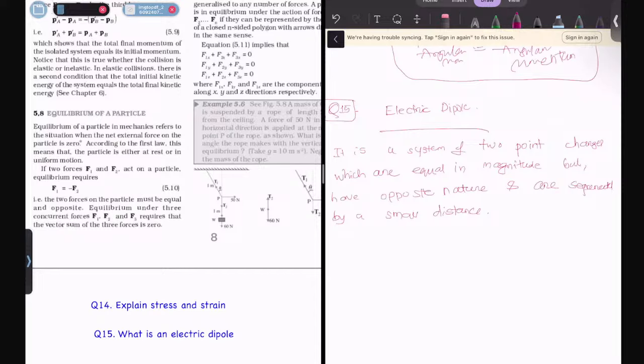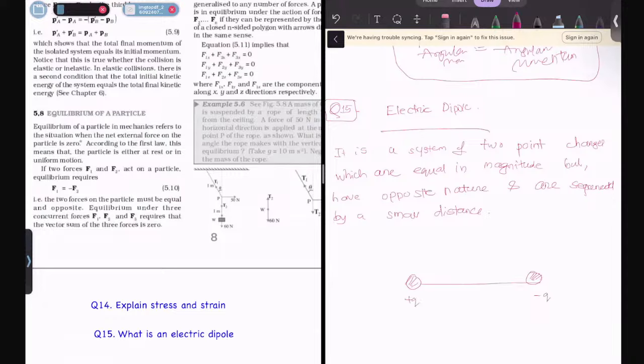You can understand when I'll draw a diagram for you. If this is a charge plus q and this is a charge minus q, and the distance between these two is r, and this is a perpendicular line passing through these two. So what is electric dipole? It is a system of 2 point charges which are equal in magnitude q and q but have opposite nature, plus q minus q, and are separated by a small distance r. This is what is an electric dipole.